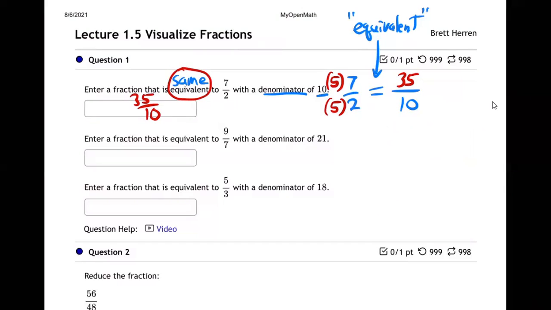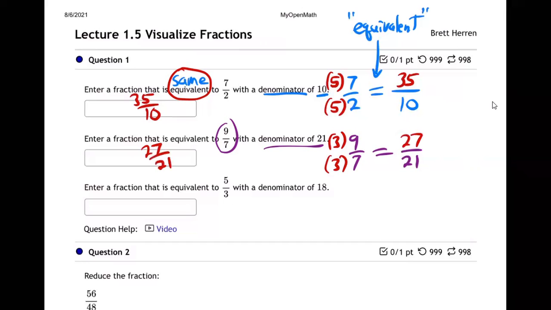Okay, let's try the next one. Next one is 9/7, and they want me to make a denominator of 21. So on this one, I'm going to need to multiply top and bottom by 3. So you always multiply top and bottom. That becomes, use your calculator if you need to, 3 times 9, 27. There we go. 27 over 21.